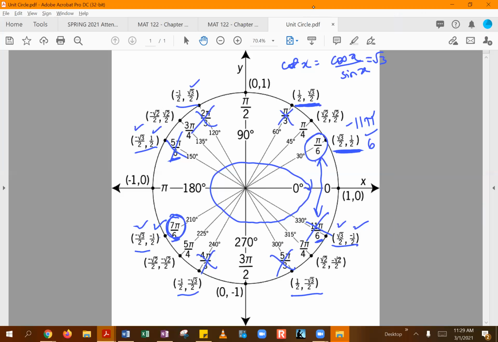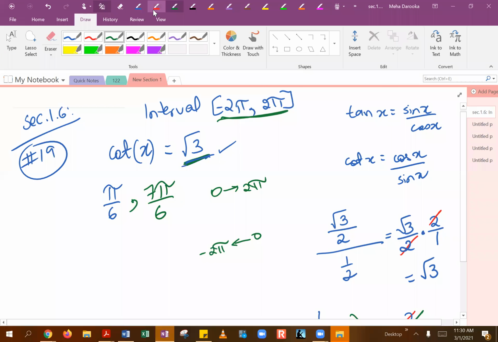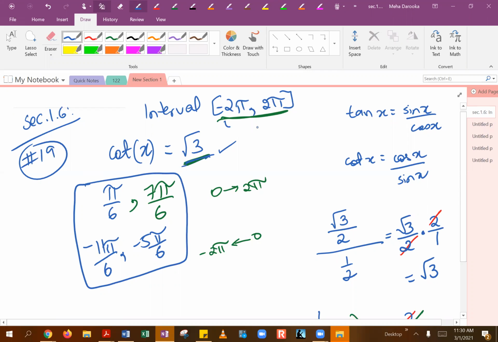So that looks good. And then your 7 pi over 6 is the negative counterpart for this angle over here. So that will become negative 5 pi over 6. So yeah, very nice. Very good. And those would be our two negative angles. So let's add to this list negative 11 pi over 6, negative 5 pi over 6. So these are the four angles that you are looking for in this interval, going from negative 2 pi to positive 2 pi.